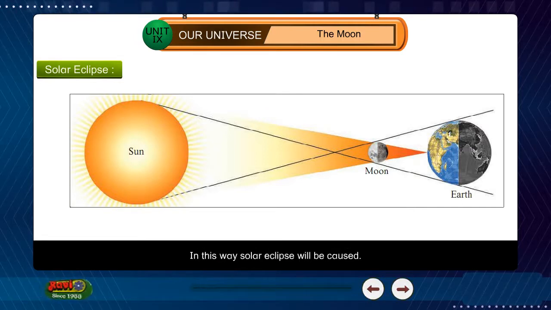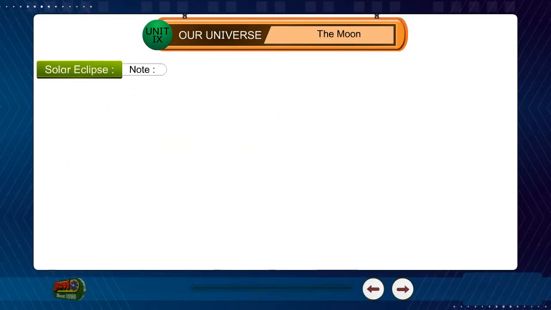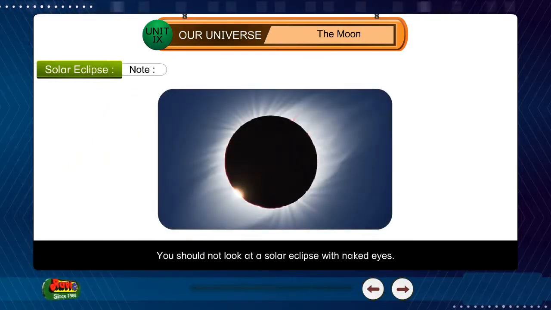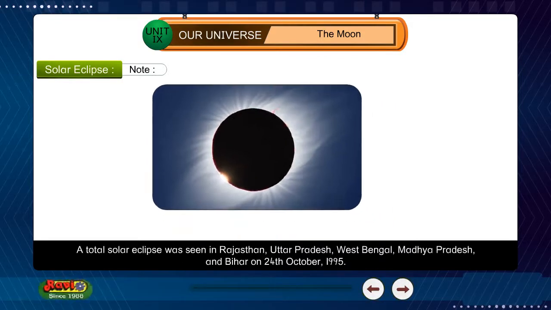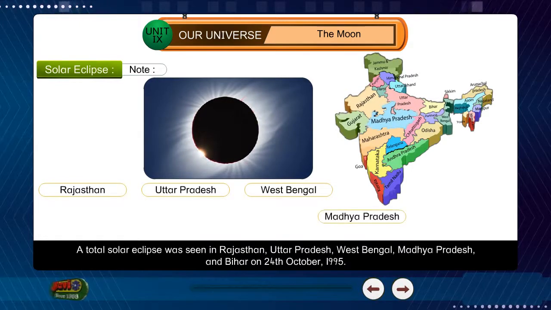In this way, solar eclipse will be caused. If the sun cannot be seen at all, it is called total solar eclipse. But when the sun is seen partially, it is called partial solar eclipse. Note: we should not look at a solar eclipse with naked eyes. A total solar eclipse was seen in Rajasthan, Uttar Pradesh, West Bengal, Madhya Pradesh and Bihar on 24th October 1995.